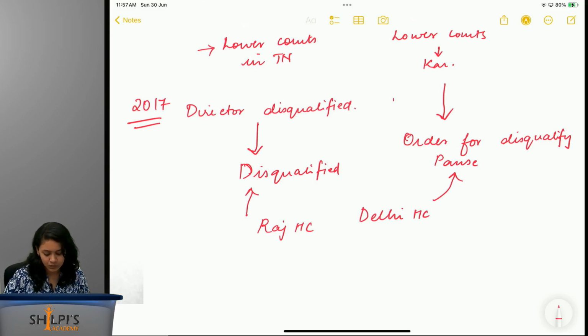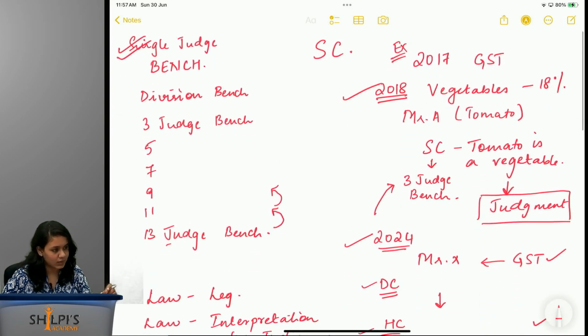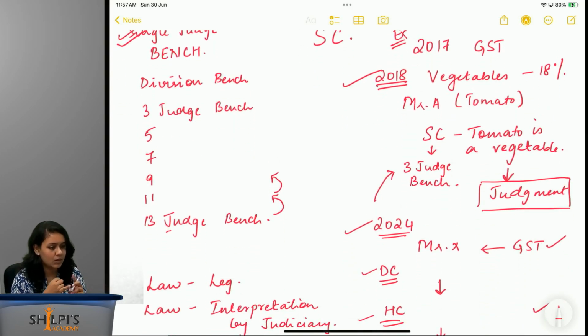Fine? Okay, guys, quick recap. We're looking at precedents. Precedents are made purely by the judiciary. Only the judiciary can do it. What is precedents? It's basically judgments, a decision of the court. So when a court comes to a decision, it is an interpretation of the law. And when it's an interpretation of the law, it becomes part of our primary law, our primary sources of law.